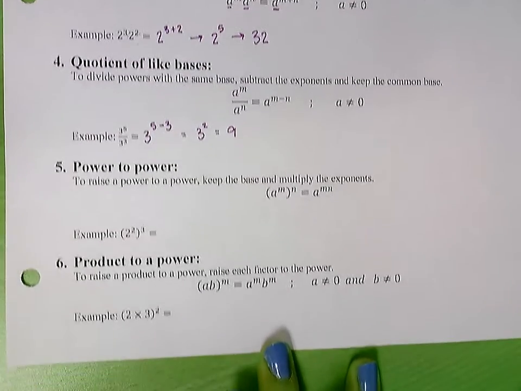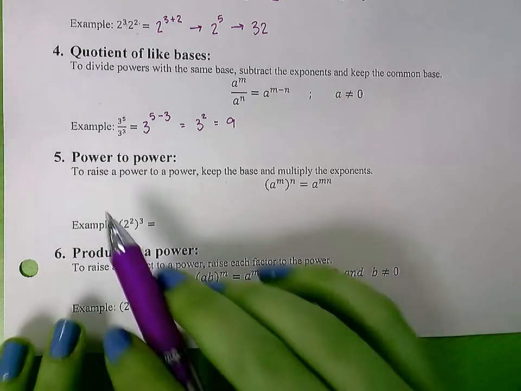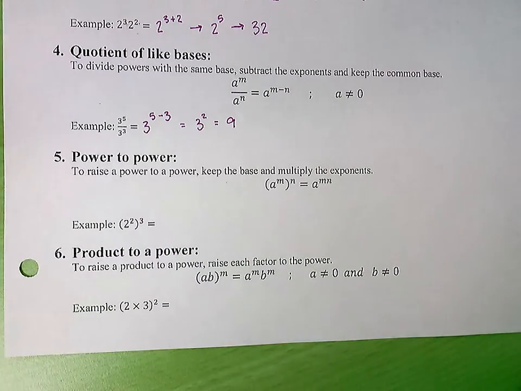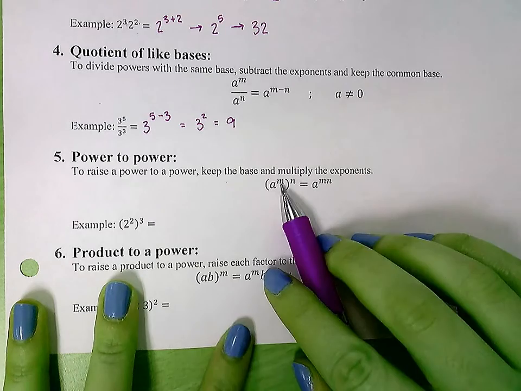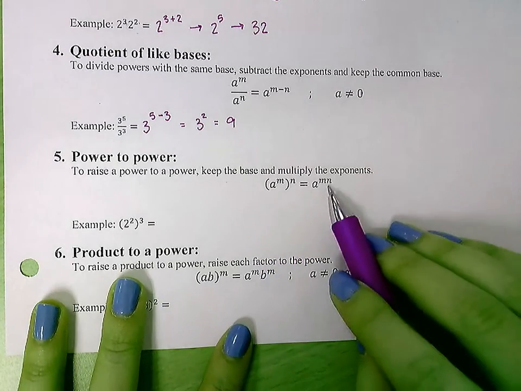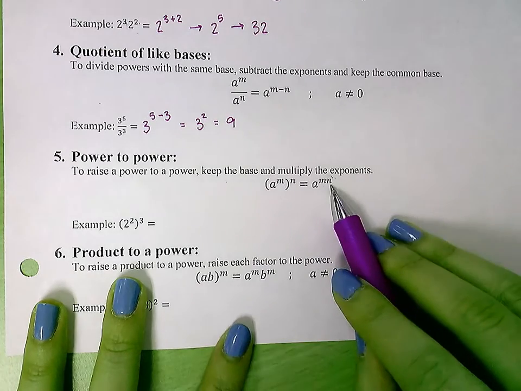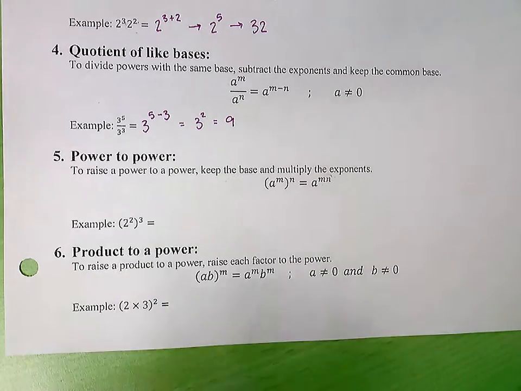Okay, our next one is a power to a power. To raise a power to a power, keep the base and multiply the exponents. So this is where you'll see parentheses around your base that has an exponent with it, and it's raised to another exponent. If I have a to the m, that quantity raised to the n power, you're going to multiply your exponents. So you'll keep that same base, multiply your exponents.